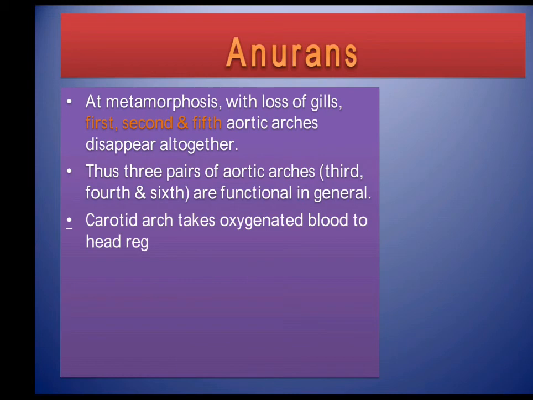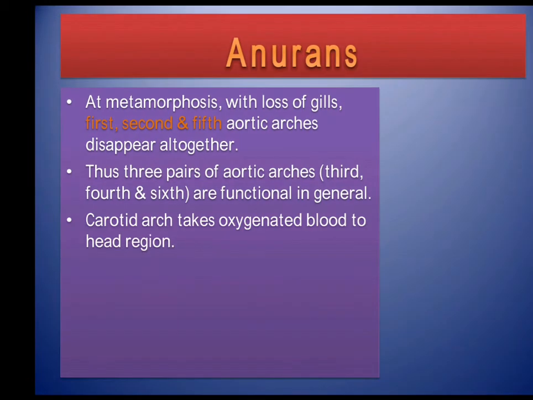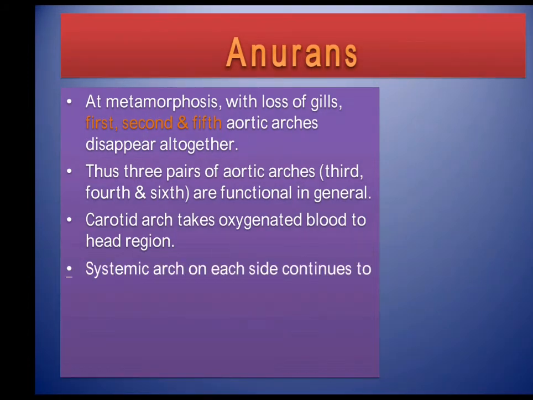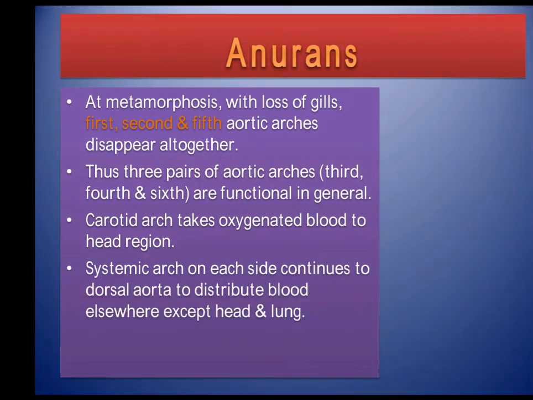Now if we go further, the carotid arch, it takes oxygenated blood to the head region. As we have discussed in the previous slides, that will be found from the third arch. Systemic arch on each side, it contributes to the dorsal aorta to distribute the blood elsewhere except the head and the lungs. So now here, the systemic arch will be formed by the fourth arch, and it will be exclusively giving the blood to the body. The carotid arch will exclusively be giving the blood to the head part.